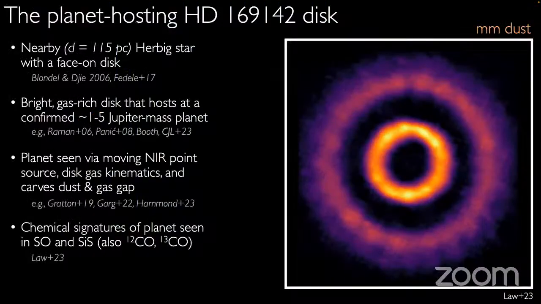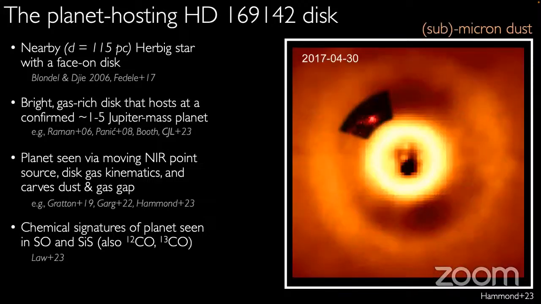And so I showed you this system, another disk, HD 169142. Again, the main point here is it's a nearby, face-on, very structured disk in the dust, and it has a planet right here. And this one is a confirmed planet. It's several Jupiter masses. You can actually see it in the near infrared. It moves from archival data. You can see the point source there. So that's very comforting. We know actually we have the planet there.